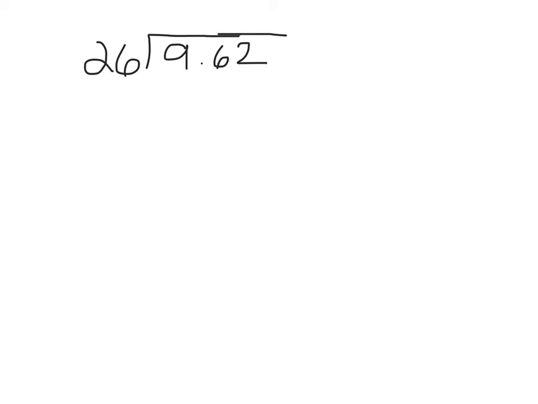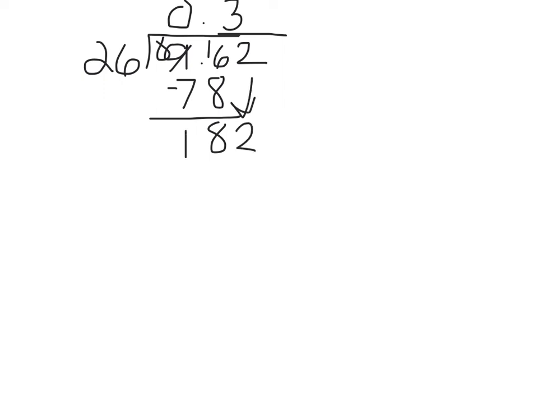Okay, here's another example. We have 9.62 divided by 26. Our first step is to bring the decimal straight up. And then we just divide. 26 does not go into 9, so we put a 0 here. 26 goes into 96 3 times. 3 times 26 equals 78. And we subtract, and there we get 18. We bring down the 2. 26 goes into 182 7 times evenly. 7 times 26 equals 182. And we subtract and have a remainder of 0.